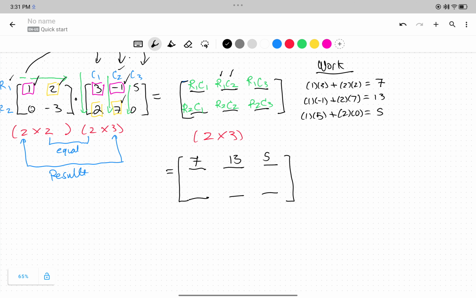Now we repeat the same process but with the next row. Okay, so it's going to be the first with the first, the second with the second, 0 with 3. So I'll write them down for you again. 0 with 3 plus negative 3 with 2. So that's going to be negative 6.